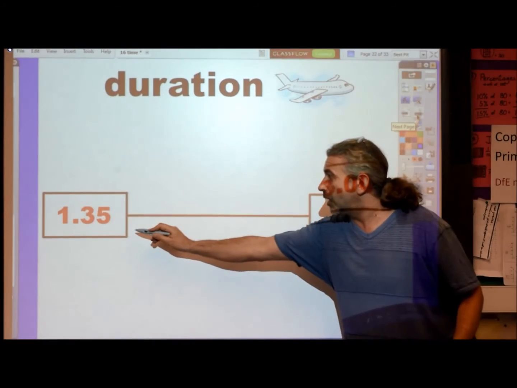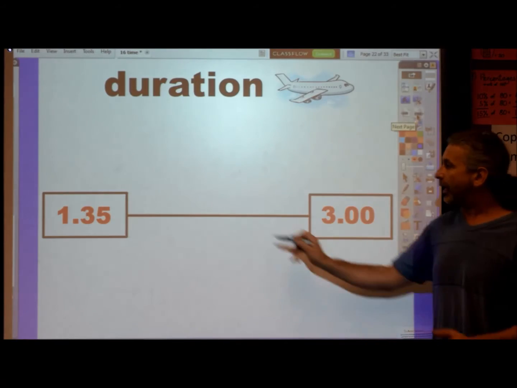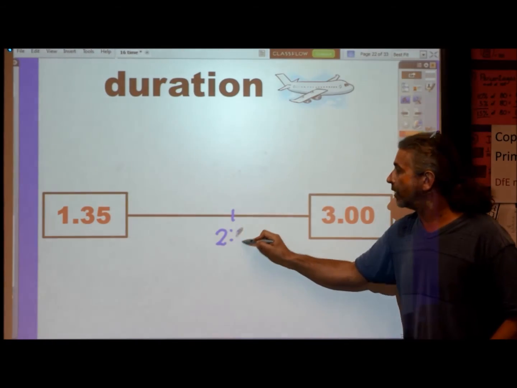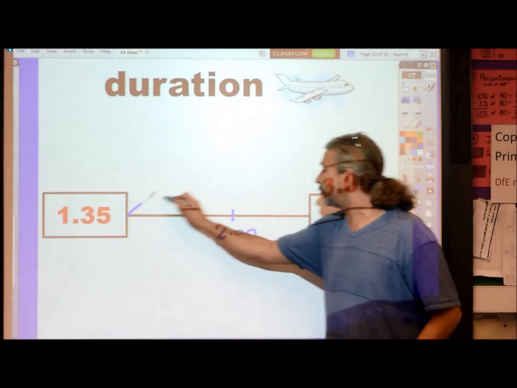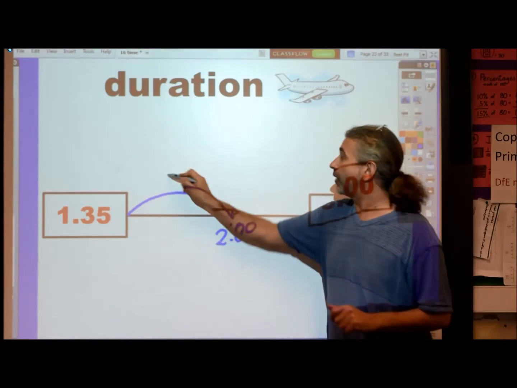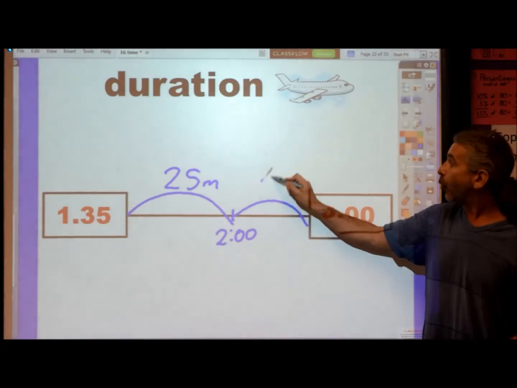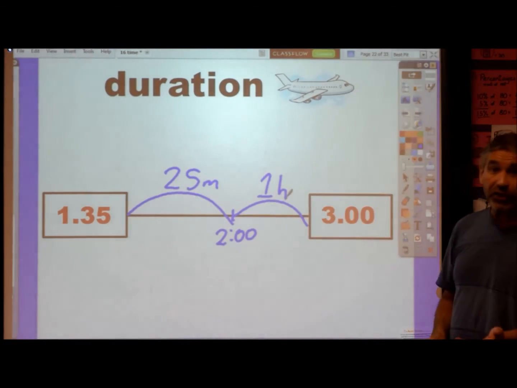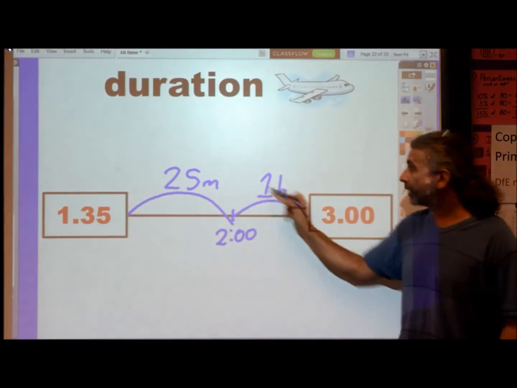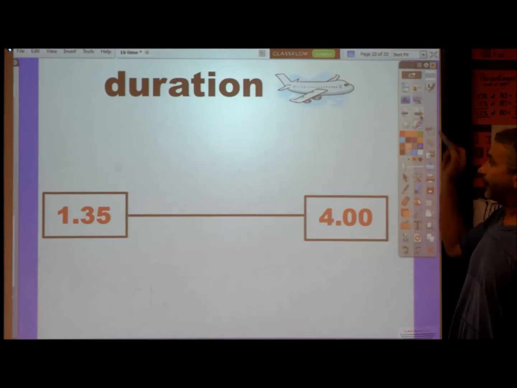Similarly, if we start at 1:35, the next whole hour is 2. So from 1:35 to 2, the pair that goes with 35 is 25 minutes. And from 2 to 3 is 1 hour. The duration, how long that journey takes, is 1 hour, 25 minutes.